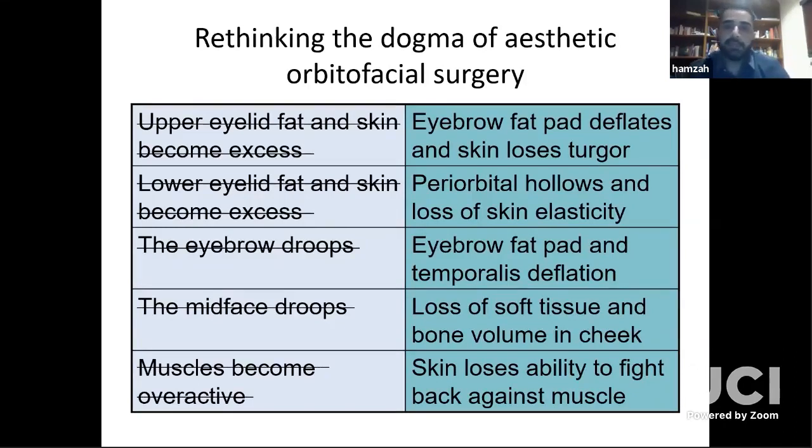What we've seen now is that the eyebrow fat pad deflates and the skin actually loses turgor. I know Dr. Goldberg used to preach to us that there's no tissue that gains as time goes on. Everything atrophies. So why would the skin become excess? The periorbital hollows and loss of skin elasticity are what cause the lower eyelid bags. The eyebrow fat pad and temporalis deflation is what leads to the eyebrow droop. There's loss of soft tissue and bone volume in the cheek, and the skin loses the ability to fight back against muscle. So the orbicularis muscle is not becoming overactive; it's just the skin's ability to fight back against it.